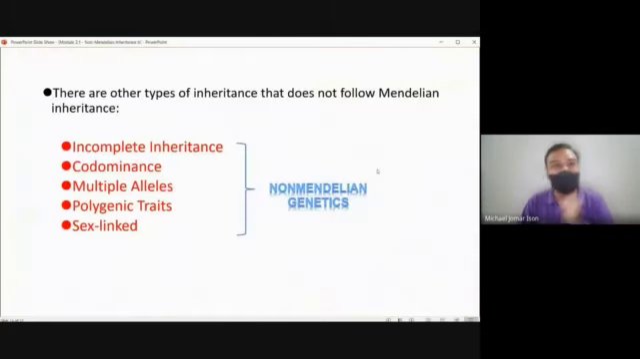So these are the other types of inheritance that do not follow Mendelian inheritance. The ratios you have remembered are only for Mendelian inheritance. The non-Mendelian ones have different genotypic and phenotypic ratios. And what are these non-Mendelian inheritances? They include incomplete dominance, codominance, multiple alleles, polygenic traits, and sex-linked characters or traits. This time around, we will be talking about incomplete dominance and codominance, and for the next meetings, we will discuss the others.